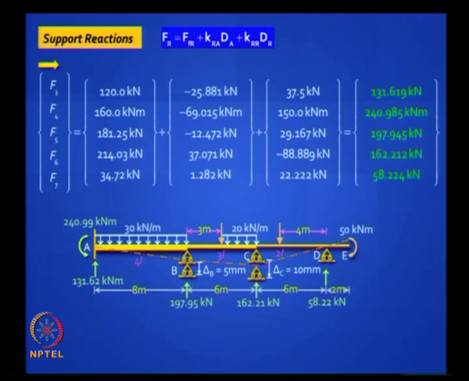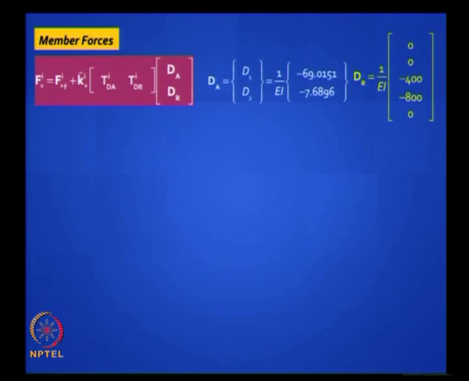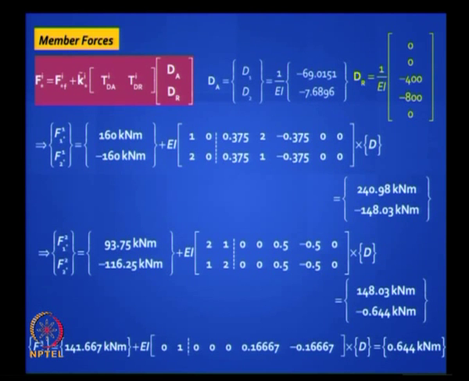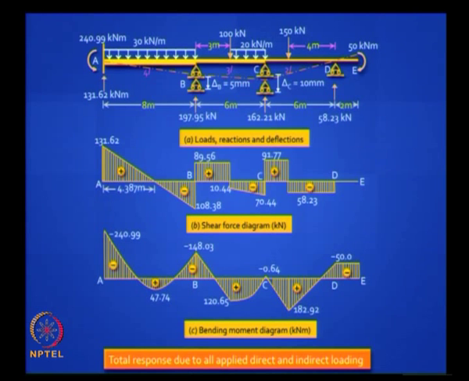Last step, member end forces. So remember those slope deflection equations. So you know all the displacements, both the active and the restraint, and for the first element plug in those values, second element, third element, you get the same answers as we did earlier, and finally you have to draw the same bending moment and shear force diagram.